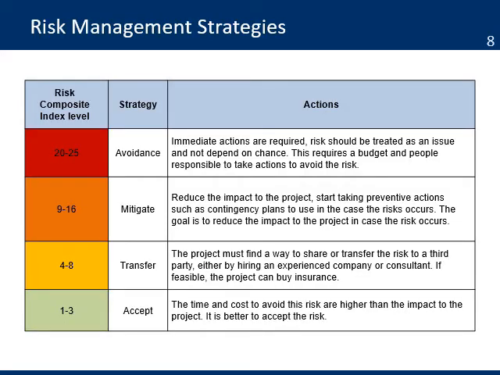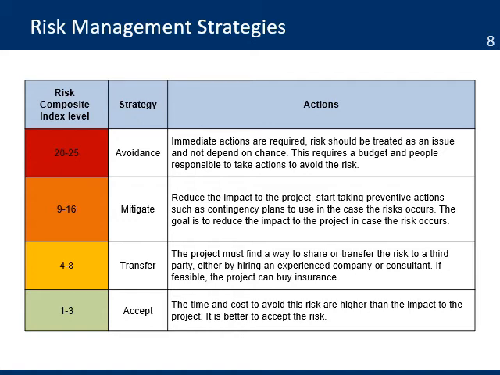This is the table that shows you the 4 strategies to manage risk. The strategy for the first group is avoidance. You need to take immediate action and avoid the risk. This can be done by changing the schedule or changing the scope. The second group, the strategy is to mitigate. This means to take actions to reduce the impact of the project. For example, you can take some preventive actions or develop contingency plans to help you manage that risk.